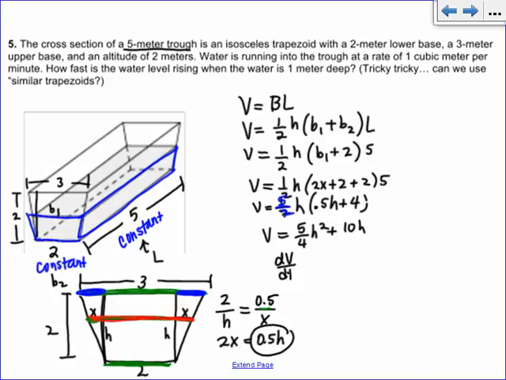So I have dV over dt equals 5 over 4 times 2, so 5 over 2 h dh over dt, plus 10 dh over dt. And I plug in.